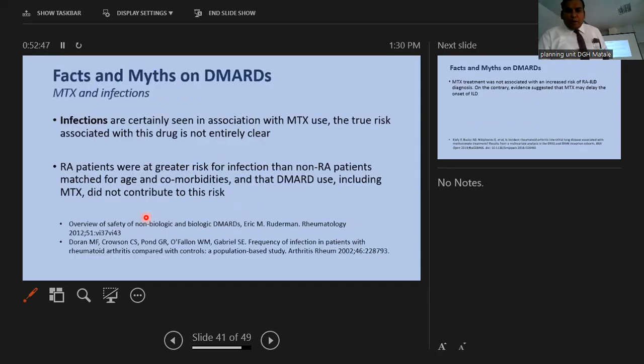And some points about methotrexate. In the constraint of time, I would just brief on this. It's believed that methotrexate increases the risk of infections, but not only methotrexate, rheumatoid patients are at a greater risk of infections than non-RA patients. So rheumatoid itself is a risk factor for increased risk of infections.